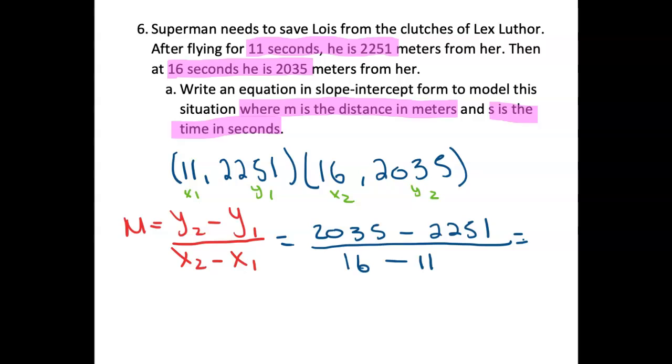What is that? 2,035 minus 2,251, negative 216 over 5. I don't think this is going to simplify, but we shall see. Yep, that's the most it simplifies. So it stays negative 216 over 5. Okay, now that I have my slope, I'm going to use the point-slope formula to write my equation of the line.